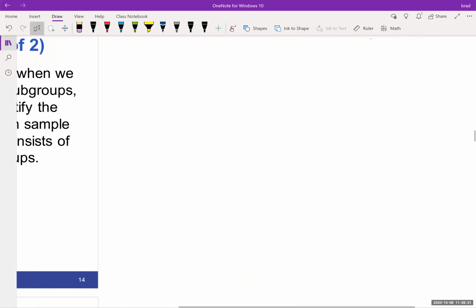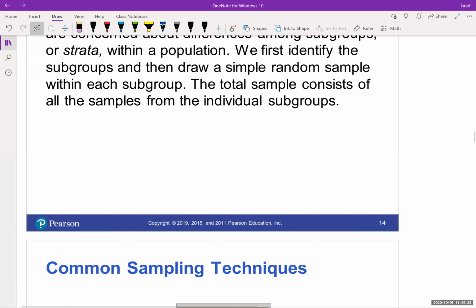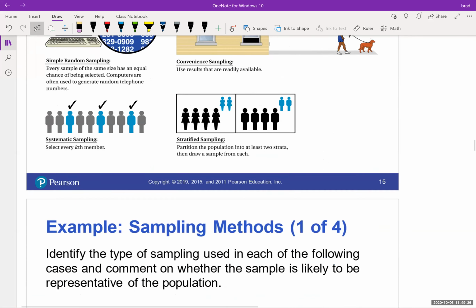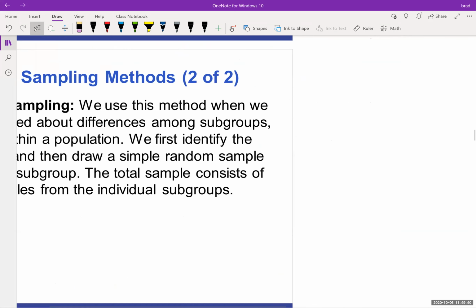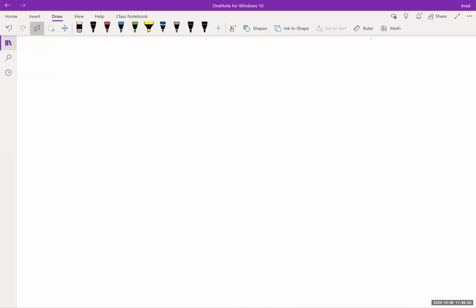I want to come over and do an example. Let me just double check something real quick. Yeah, I want to do this one real quick. There's more in there, but I want to talk to you guys about one.